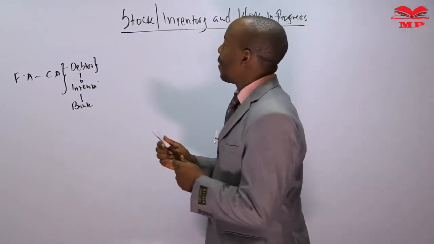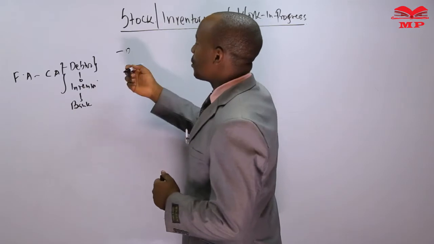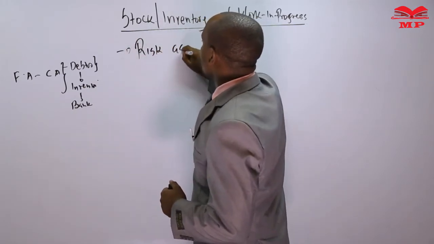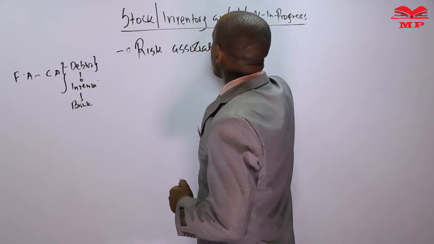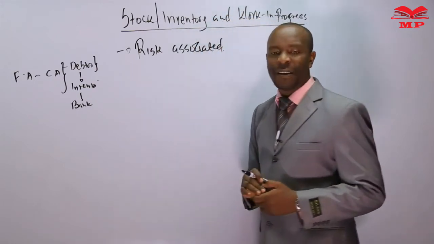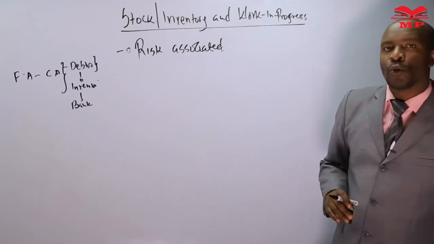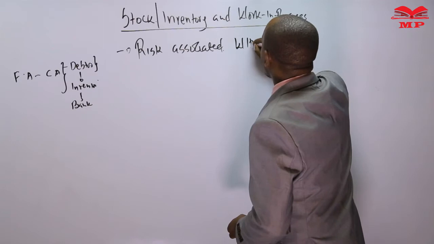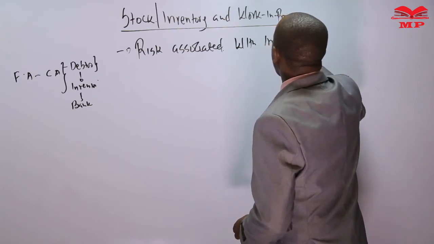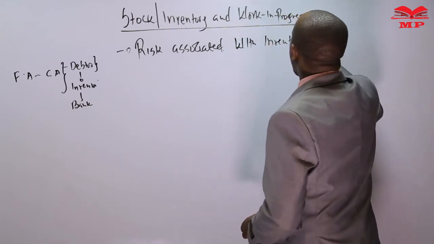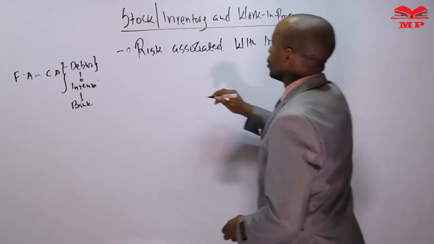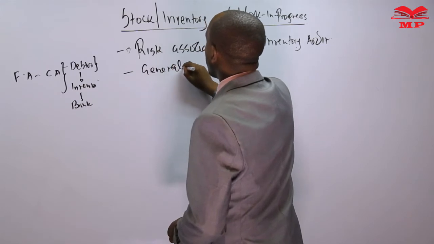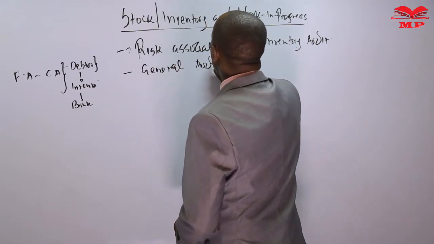Inventory, one thing that we need to know about inventory and which is most examinable is the risk associated with auditing of inventory. When you're auditing inventory, the problems that you'll be experiencing. So the risks associated with inventory audit, I'm going to mention a number, and then I'm also going to introduce the general audit procedure.